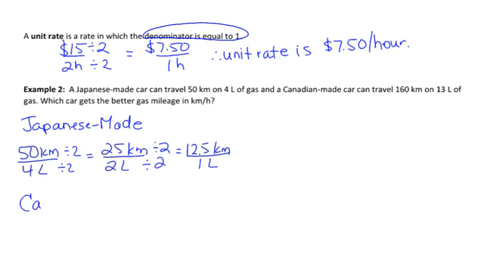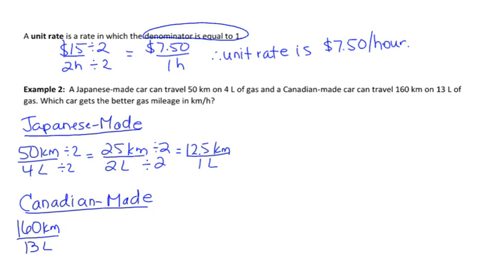Now we need to do the same thing to compare which one's better. So the Canadian-made car has 160 kilometers for 13 liters. Now we want to divide both of those by 13 so that my 13 becomes a 1. 160 divided by 13 is 12.31 kilometers per liter. So here we want more kilometers per liter, right? We don't want the lower number, 12.5 or 12.31. So the Japanese-made car has better gas mileage.